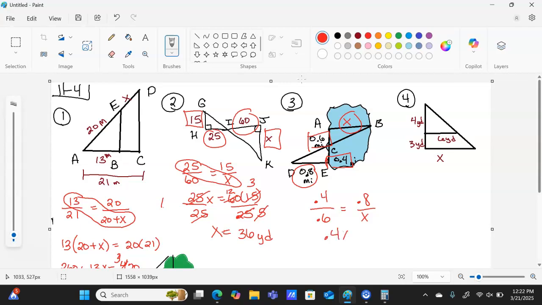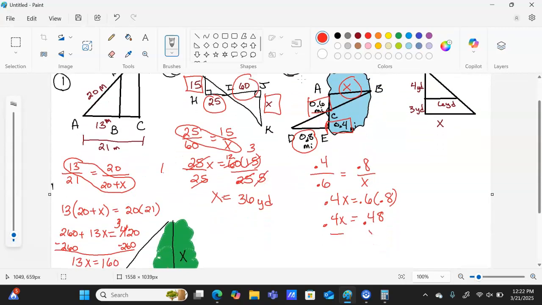So 0.4x equals 0.6 times 0.8. 6 times 8 is 48, but I need 2 decimal places. And then divide by 0.4. When we go to do the division on this, we would move the decimal 1 place to here. And so we get 1.2 miles, because all of those units were in miles.